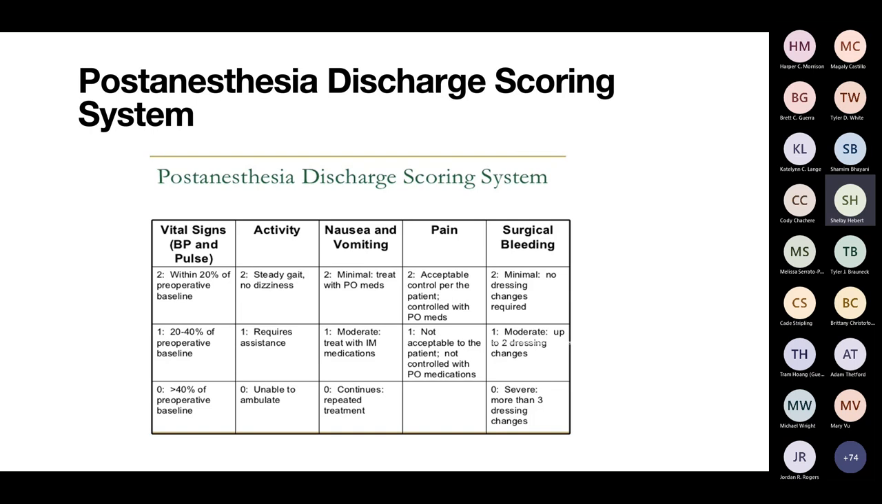From an anesthesia standpoint, everything's great. They're hemodynamically stable, they're up walking around, they have no nausea and no pain. But that dressing site is just saturated, and they've already changed the dressing 3 or 4 times. So even though they're still in that range of 8, they may need to stay. That's the reference point: 8 to 10 as far as the score goes before you consider discharging somebody.